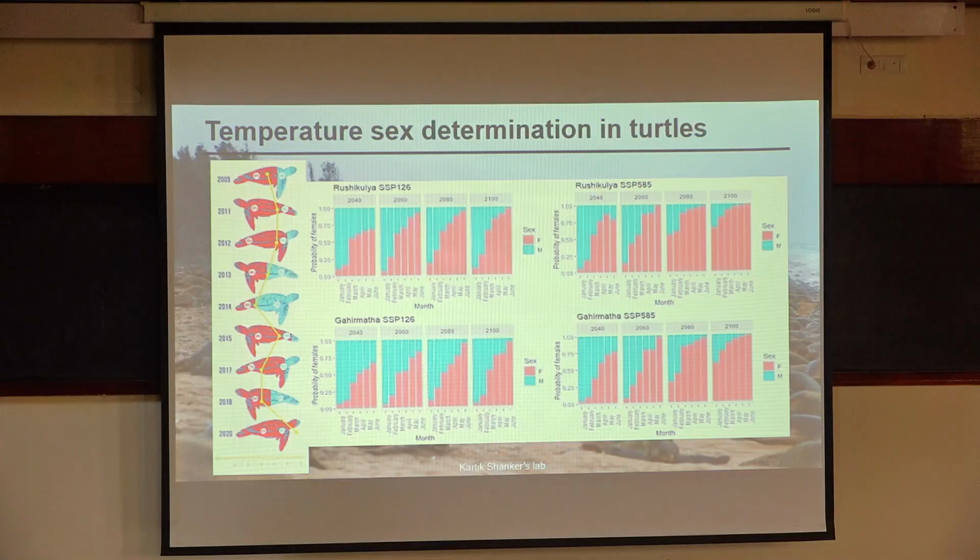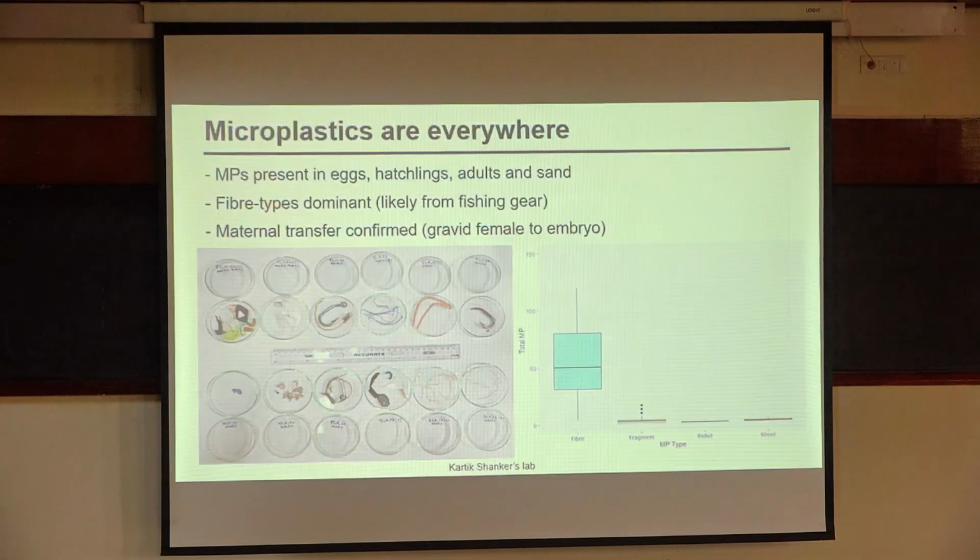Sticking with turtles and looking at pollution, microplastics, and I'm sure everybody's heard of microplastics, are present in the eggs, the hatchlings, and the adults of these turtles. They're there, and gravid females pass on microplastics from their bodies into eggs. And most of these microplastics are fiber type microplastics, likely from fishing gear where turtles get ensnared in fishing nets, and then the plastics enter their body.